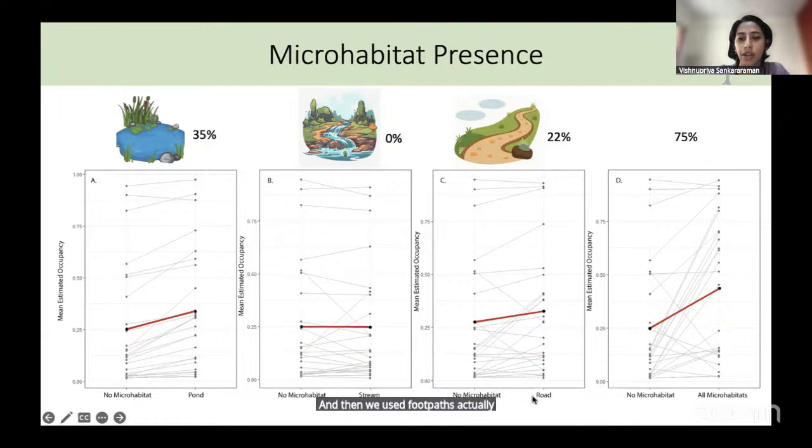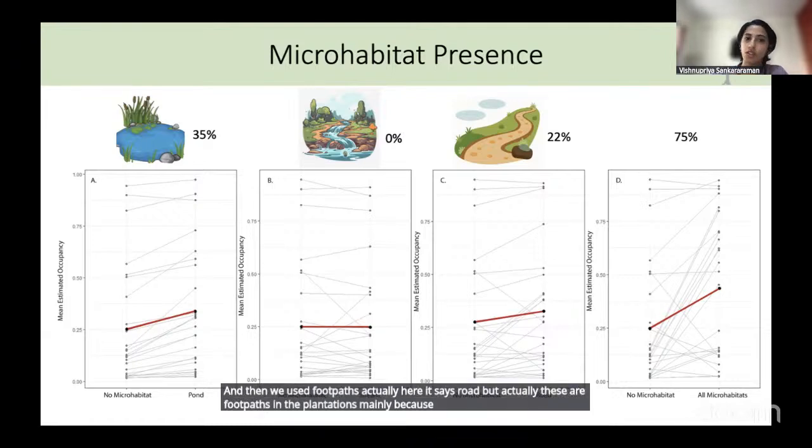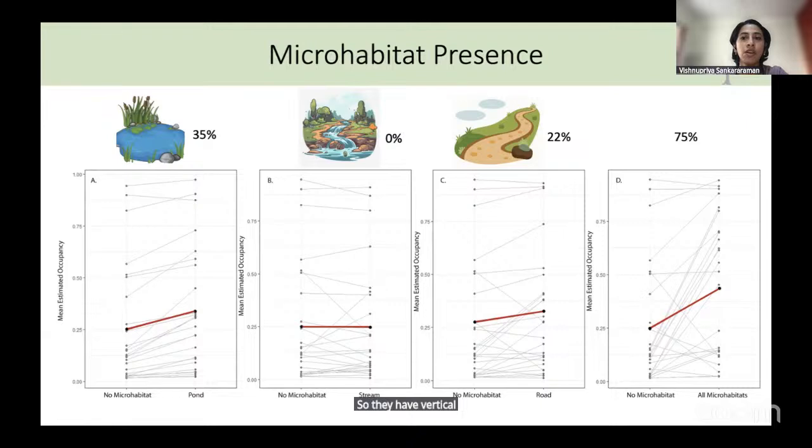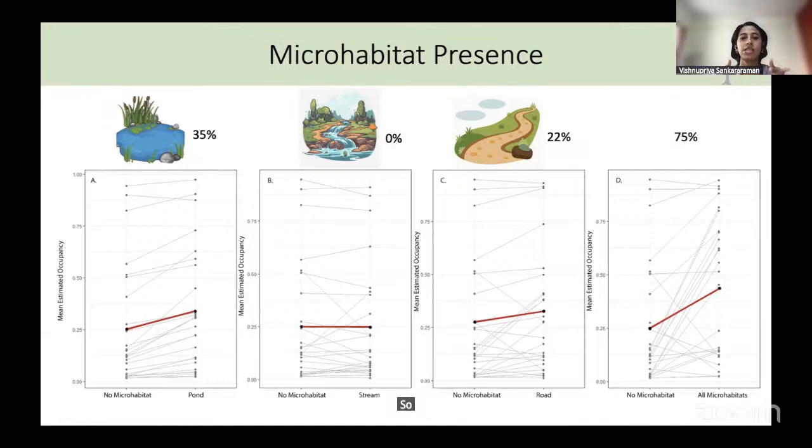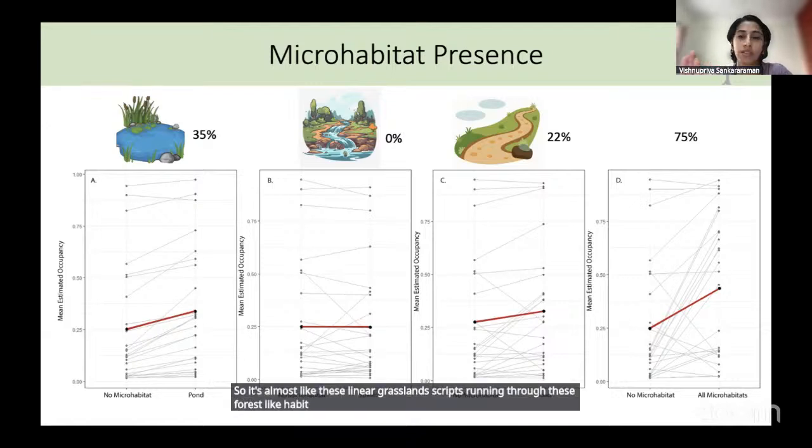Here it says road, but actually these are footpaths in the plantations, mainly because most of these plantations, as you could tell from photos, are tree plantations, right? So they have vertical structuring in their vegetation. Whereas these roads, footpaths in the monsoon, because it's raining so heavily, all of the footpaths get covered with grasses. So it's almost like these linear grassland strips running through these forest-like habitats. So they provide an extra unique habitat that's not available otherwise in a plantation.